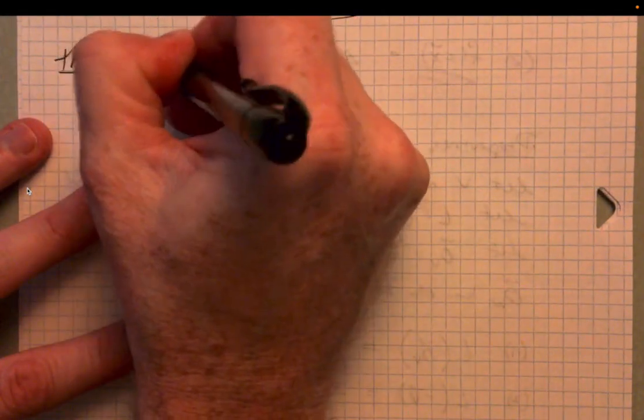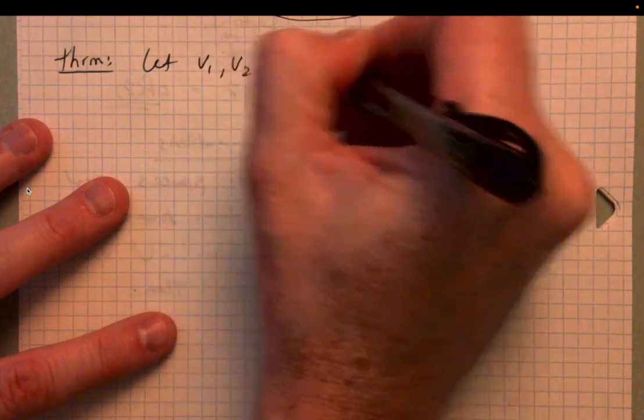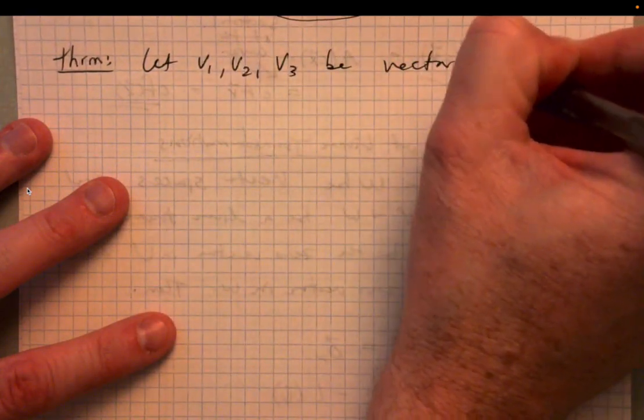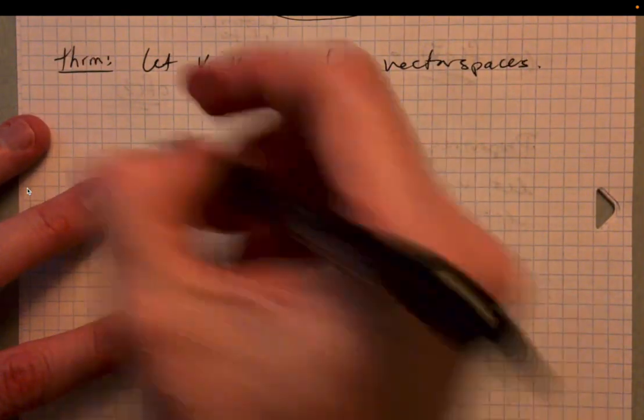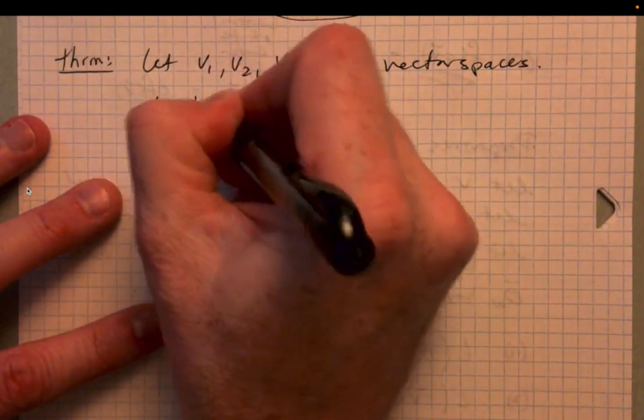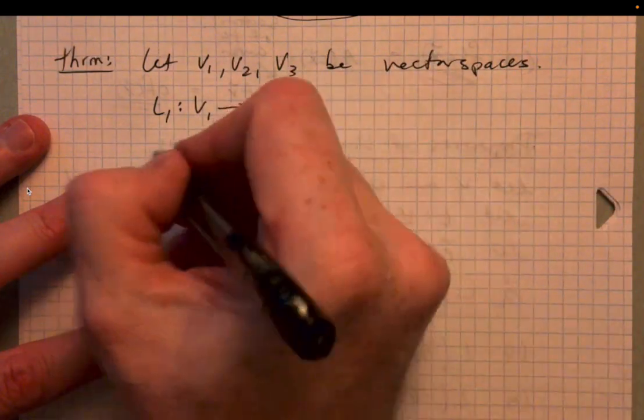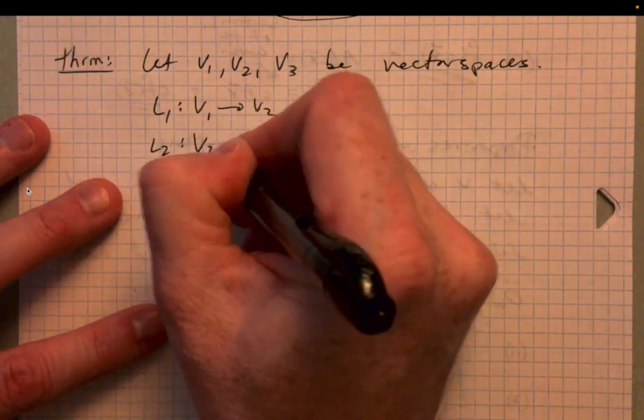Okay, new theorem. We introduced the function, and we talked about how a linear transformation is a special kind of function on vector spaces. And so a natural thing to come up would be the idea of composition of linear transformations. That's what this theorem addresses. So let V1, V2, V3 be vector spaces. And we'll say L1 is a function from V1 to V2, a linear transformation, and L2 is a linear transformation from V2 to V3.